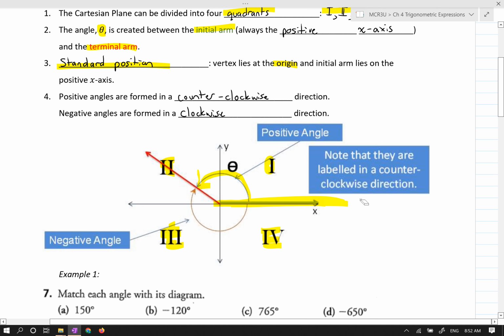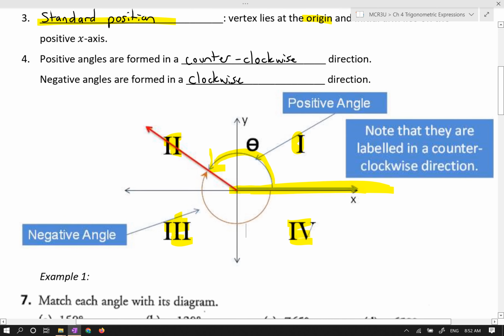Okay, great. So when we're defining our angles like this, then we're going to work in a counterclockwise direction for our positive angles. And that's easy to remember because that's the same direction in which we labeled our quadrants. So we start in quadrant 1 and we measure a positive angle. They go in a counterclockwise direction. So we would have 90 degrees right here. We would have 180, 270, 360 degrees all the way around.